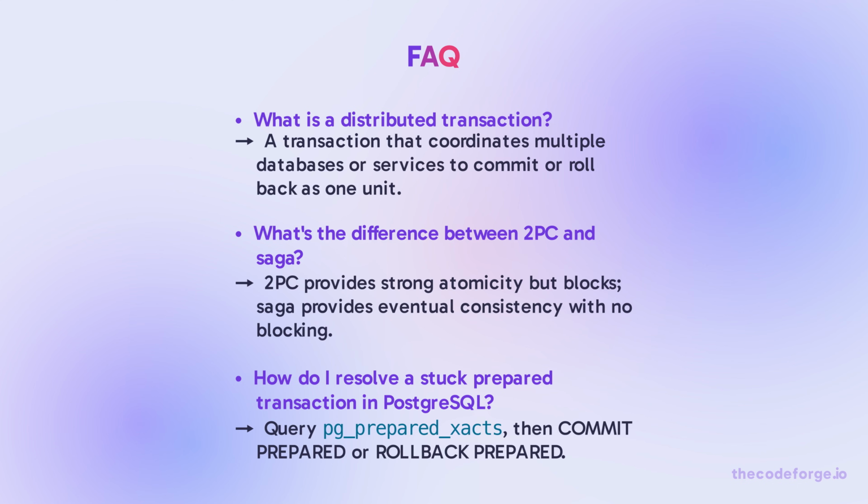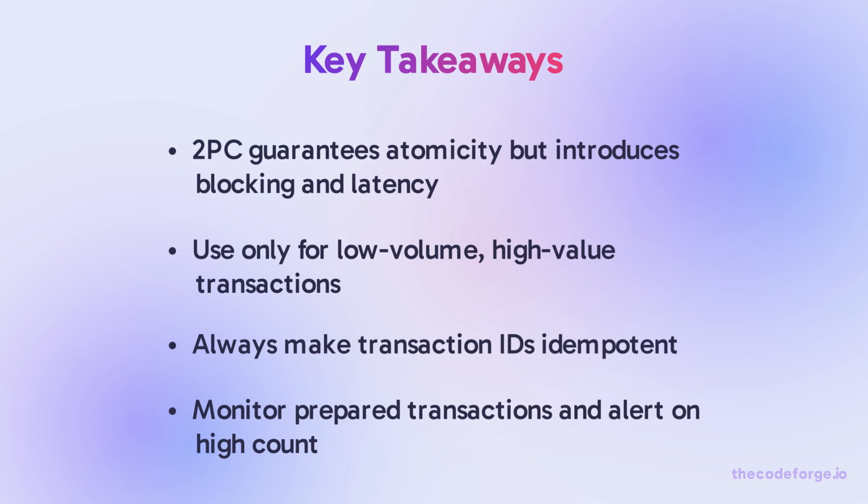What's the difference between 2PC and Saga? 2PC provides strong atomicity but blocks. Saga provides eventual consistency with no blocking. How do I resolve a stuck prepared transaction in PostgreSQL? Query pg_prepared_xacts, then COMMIT PREPARED or ROLLBACK PREPARED. To recap, 2PC ensures atomicity across distributed systems, but comes with blocking and latency costs. Use it sparingly, make transactions idempotent, and monitor your prepared transactions to catch stuck coordinators early.